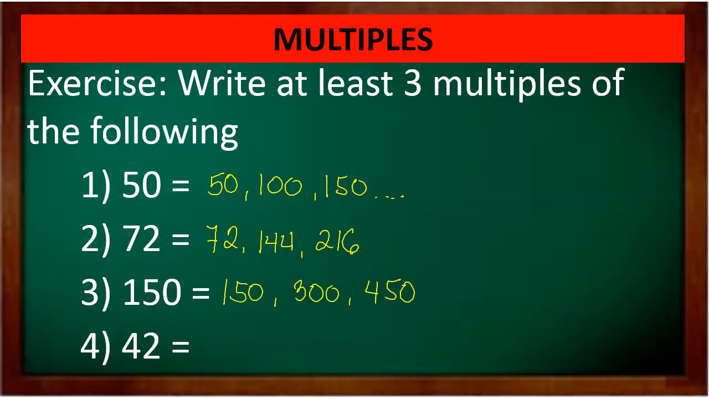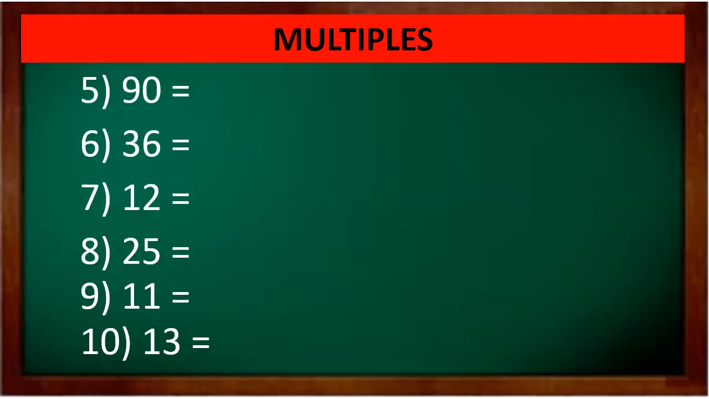Next is we have 42. So, 42 times 1 is 42. 42 times 2 is 84. 42 times 3 is 126. Next is we have 90. So, multiples of 90, we have 90 times 1 is 90. 90 times 2 is 180. 90 times 3 is 270. Multiples of 36. 36 times 1 is 36. 36 times 2 is 72. 36 times 3 is 108.